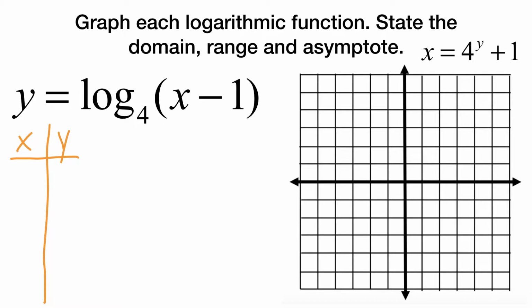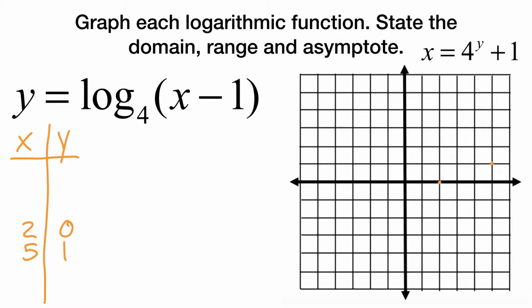So I'm going to start with 0, but now I'm doing it with y. Instead of saying 0 when it's x, I'm saying 0 when it's y. So at 0, x is 2, because 4 to the 0 is 1, 1 plus 1 is 2. Then I'd go 1. 4 to the first power is 4, plus 1 is 5. So when y is 1, x is 5.